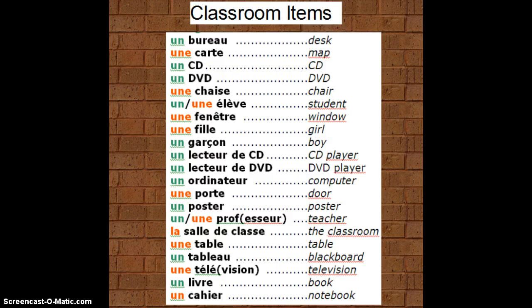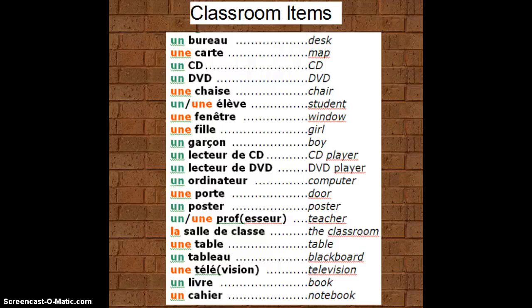Let's start with the word for desk. The word for desk is un bureau. The word for a map is une carte. A CD is un CD. DVD is un DVD. Chair is une chaise.